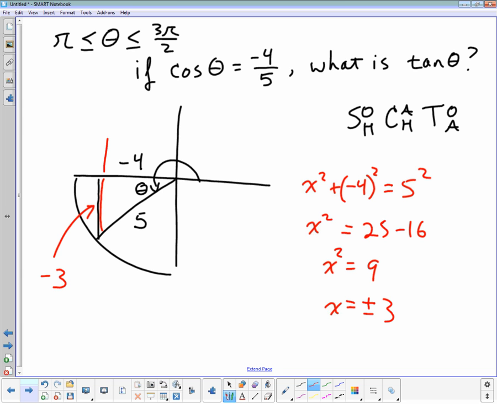And so now my tangent would be what? 3/4. Okay, that's all wonderful and shiny. But what if you really don't like that? What if you're really not a fan? There is another way to play the game.